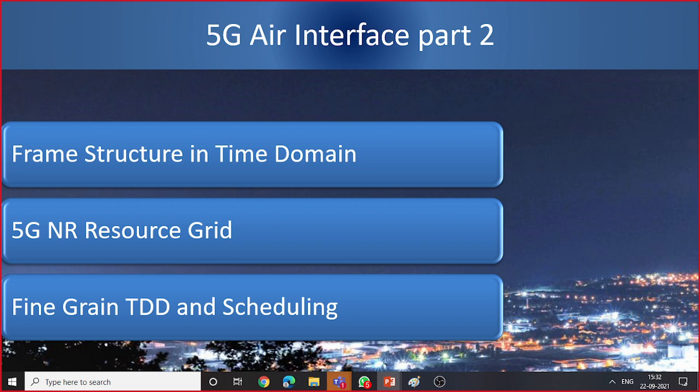Good afternoon, everyone. Today we will have a session on 5G air interface part 2, and I'll try to cover three topics. The first is the frame structure in time domain. What is the radio frame structure of 5G in time domain? And what is the new radio resource grid? There is a concept of resource grid which gets allocated to the users for carrying the traffic. And then what is the fine grain TDD and how data is scheduled. So these are the three broad topics which I'll try to cover.